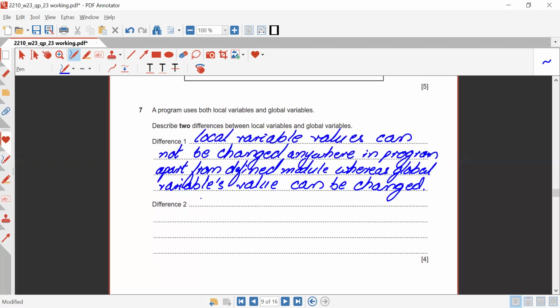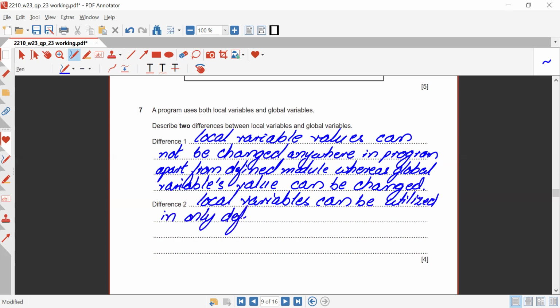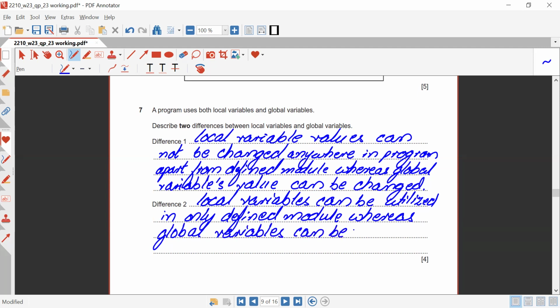Difference number two: local variables can be utilized only in the defined module, whereas global variables can be utilized anywhere in the program. So this is the major difference between a local and a global variable.